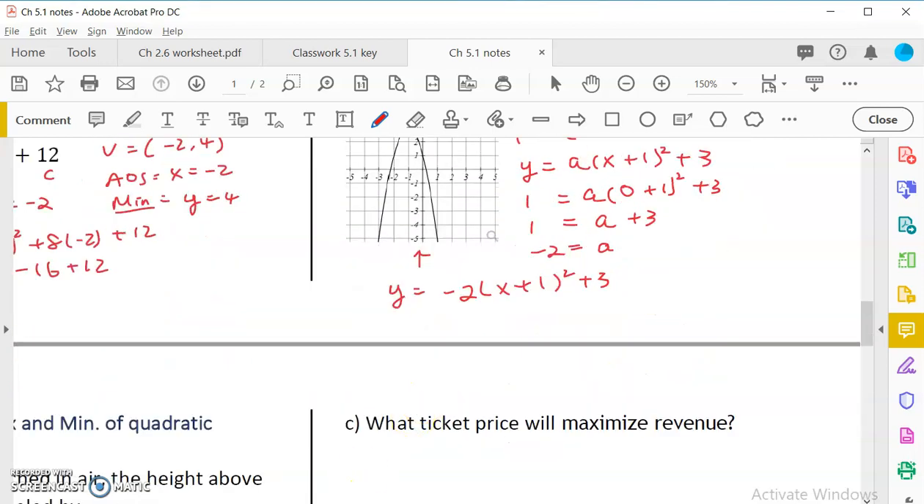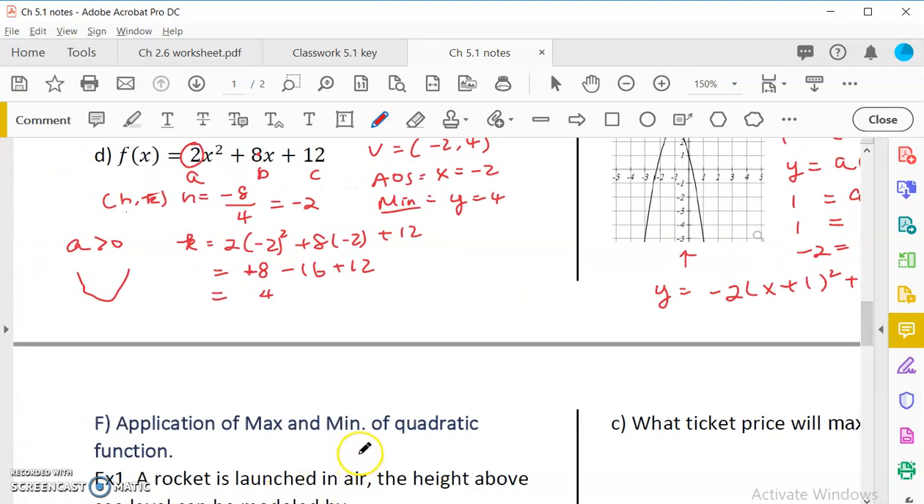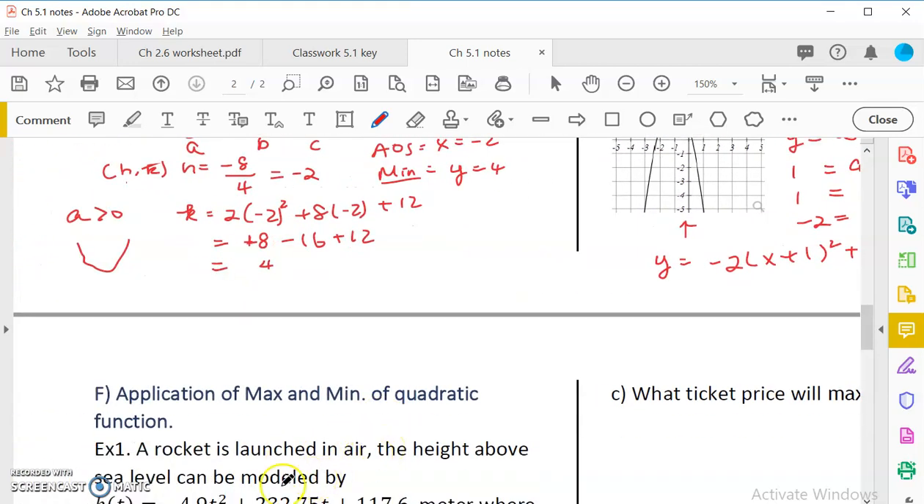Okay. And then we go to the next page, which is application. So I'm going to record it in the next video.